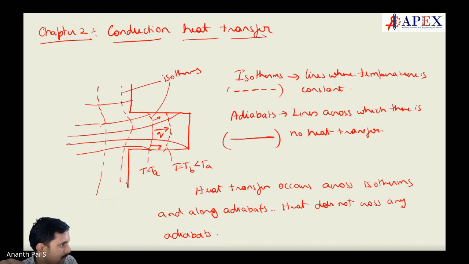Along the direction, yes. It is like a streamline. Adiabats, you can think about as streamlines. Isotherms, you can think of as equipotential lines. So adiabats give the direction of heat transfer, and heat transfer always happens tangential to the adiabats. The direction of heat transfer is always tangential to the adiabat.